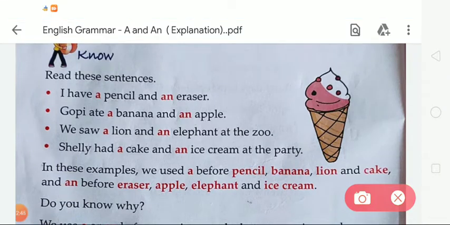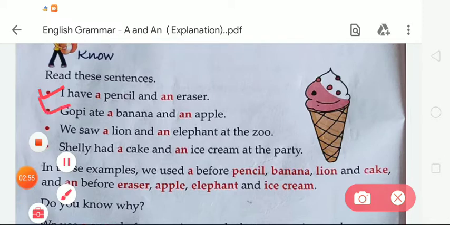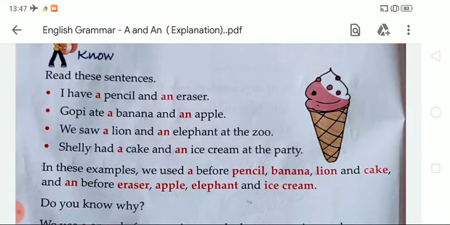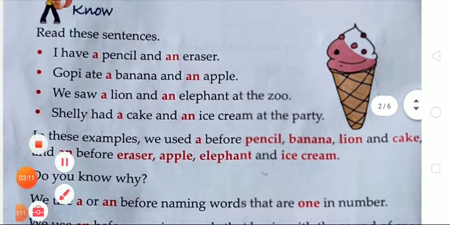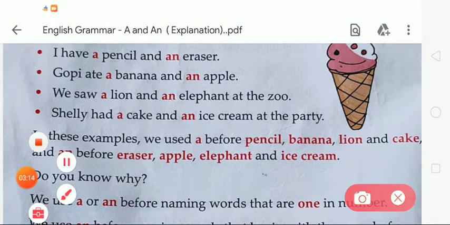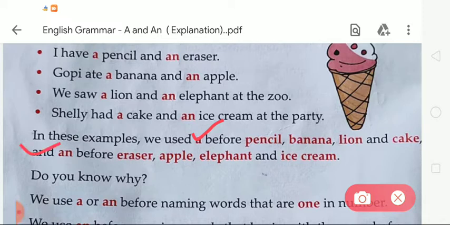Dear students, first of all you have to read these given sentences. I have a pencil and an eraser. Gopi ate a banana and an apple. We saw a lion and an elephant. Sally had a cake and an ice cream at the party. In this example, we used a before pencil, banana, lion and cake, and an before eraser, apple, elephant and ice cream.